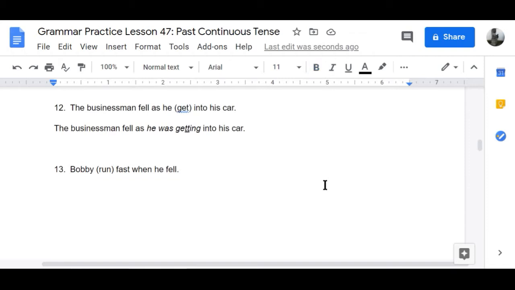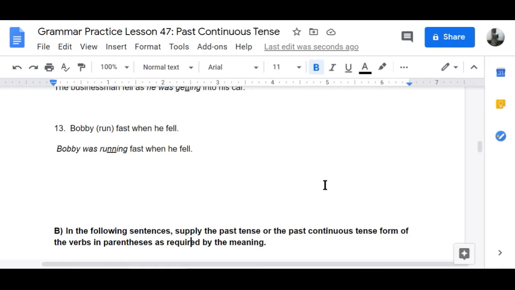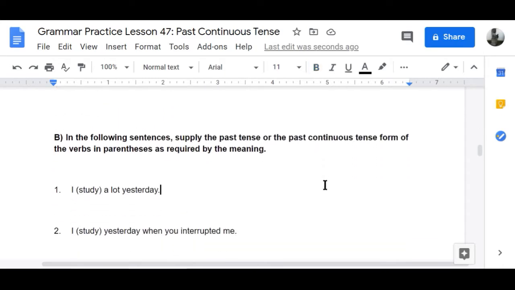13. Bobby fast when he fell. Bobby was running. Bobby, be careful, Bobby. Bobby was running. CBC rule again. Double N. CBC rule again. Bobby was running fast when he fell. Now we have B. Yay, cool.